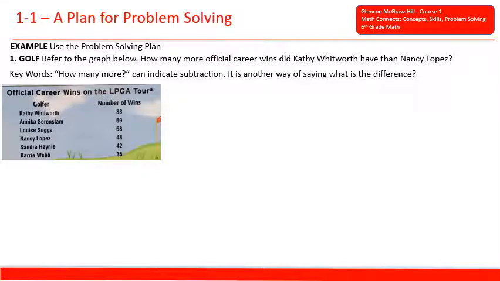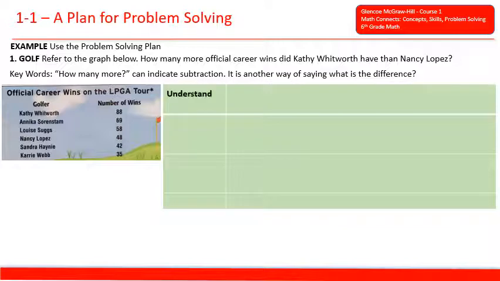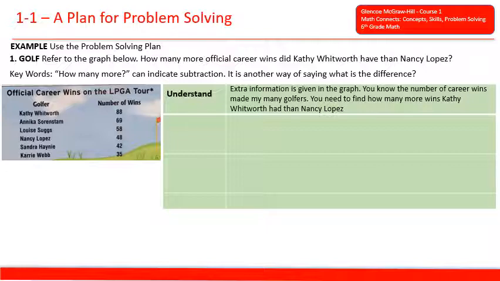So here is the graph, and we see that Kathy Whitworth has 88 wins, and Nancy Lopez has 48 wins. So we're going to try to understand the question. Extra information is given in the graph. You know the number of career wins made by many golfers. You need to find out how many more wins Kathy Whitworth had than Nancy Lopez. So we don't care about the other golfers in this, even though they provide that information for us.